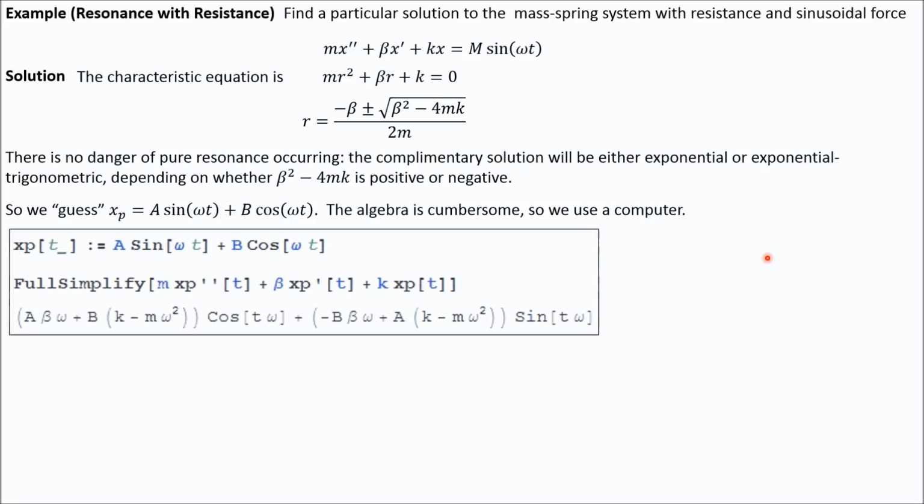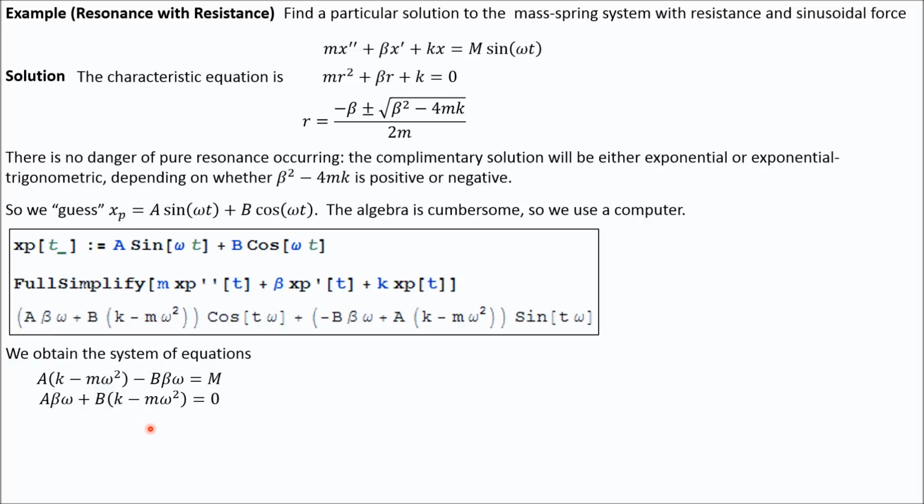We use a computer to do the algebra, so we define our particular solution to be what I wrote here, and then we plug it into the differential equation and simplify, and we end up with this expression: a bunch of constants times cosine omega t, plus a bunch of constants times sine omega t. And then if we want this to equal M sine omega t, then we need all this stuff to equal capital M, and all this stuff to equal 0, as I've written here.